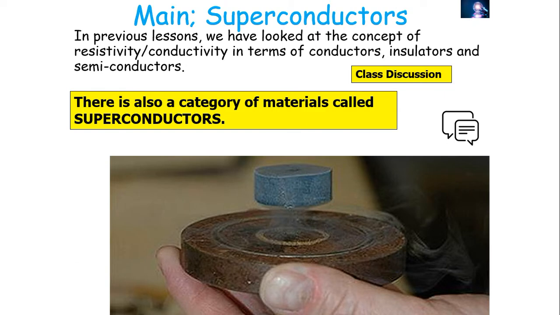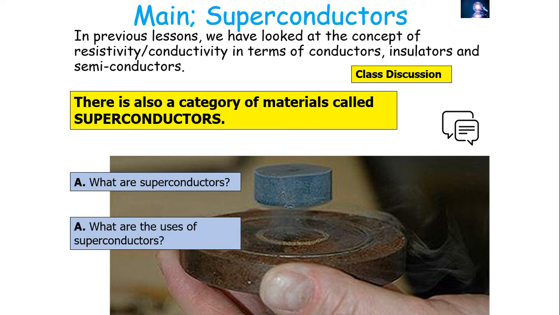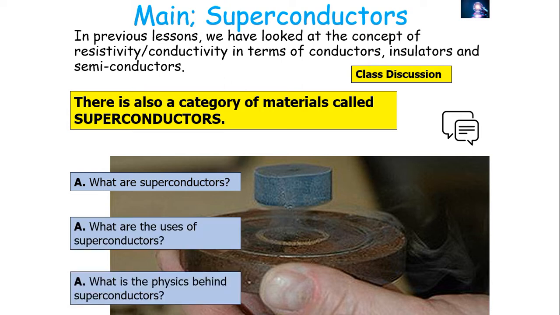Now, there is also a fourth category of material. So in addition to conductors, insulators and semiconductors, there's also a category of materials called superconductors. But what are superconductors? What are the uses of superconductors? And what's the physics behind a superconductor?